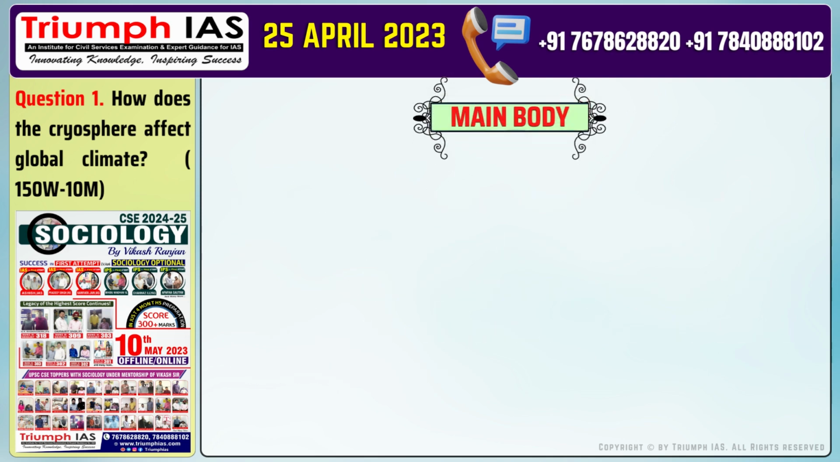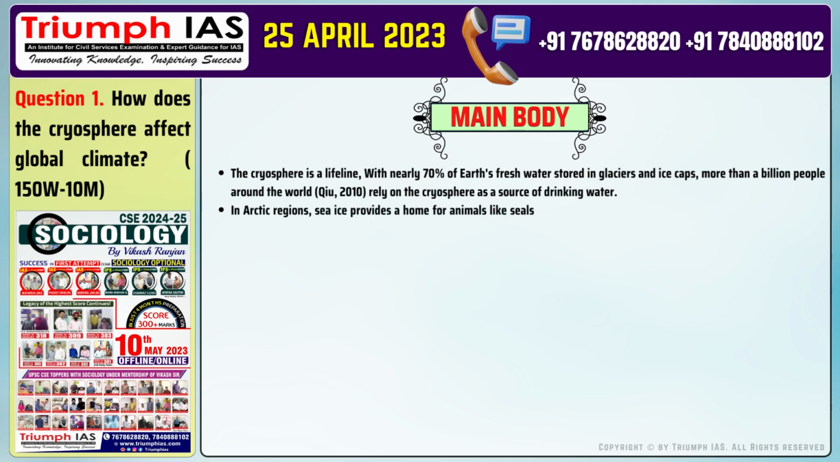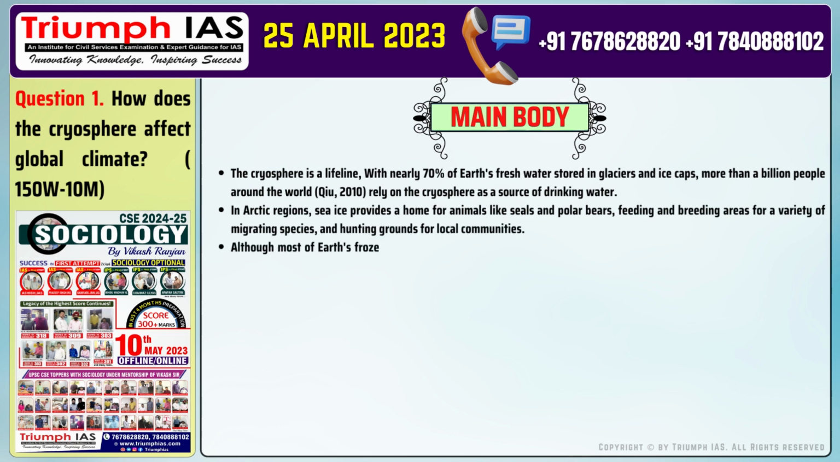The main body of the answer should be: Number 1. The cryosphere is a lifeline, with nearly 70% of Earth's fresh water stored in glaciers and ice caps. More than 1 billion people around the world, as of 2010, rely on the cryosphere as a source of drinking water. Number 2. In Arctic regions, sea ice provides a home for animals like seals and polar bears, feeding and breeding areas for a variety of migrating species, and hunting grounds for local communities.